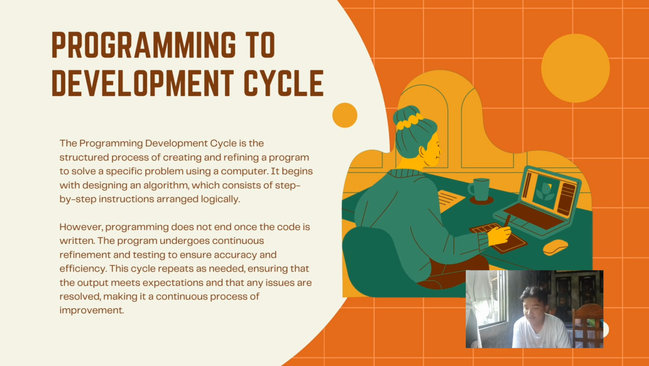The programming development cycle is a structured process of creating and refining a program to solve a specific problem using a computer. It begins with designing an algorithm, which consists of step by step instructions arranged logically. However, programming does not end once the code is written. The program undergoes continuous refinement and testing to ensure accuracy and efficiency. This cycle repeats as needed, ensuring that the output meets expectations and that any issues are resolved, making it a continuous process of improvement. The development cycle has these steps.